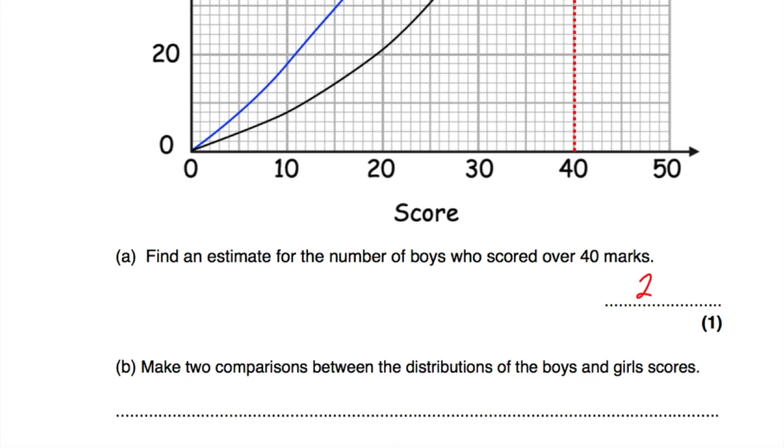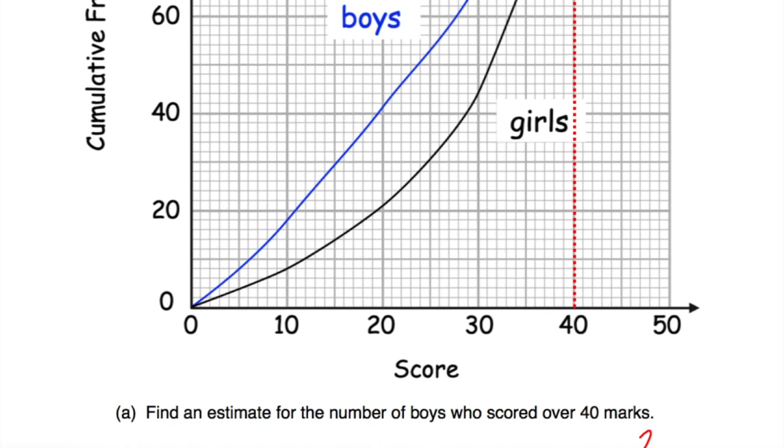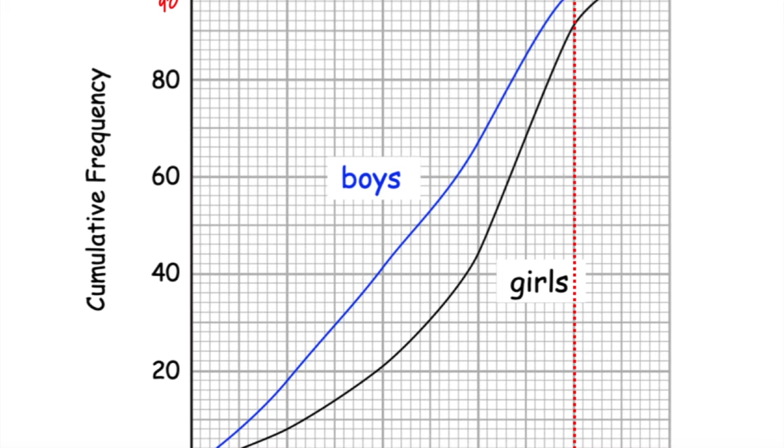Okay, then part B. Part B says, make 2 comparisons between the distributions of the boys' scores and the girls' scores. So we want to compare their distributions. Whenever I'm comparing distributions, I like to find the medians and compare those to see who did better on average. Then I'm also going to find the interquartile range for the boys and for the girls and compare them to see how spread out they are. The bigger the interquartile range, the more spread out the results are for that group.